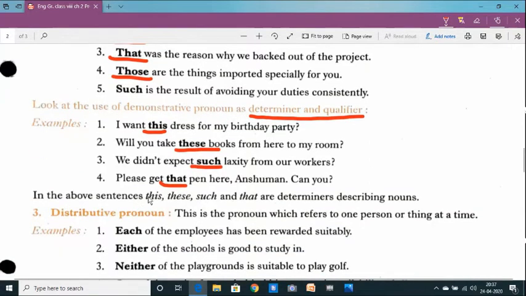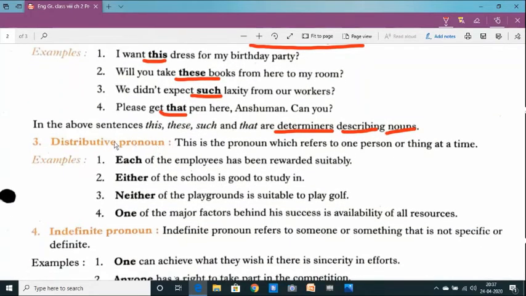In the above sentences, these, such and that are demonstratives describing nouns. So these, such and that are determiners describing nouns. Before reading distributive pronouns, we will discuss what determiners are. Determiner is the indicator for the arrival of a noun. Wherever it has come, it is certain the noun will come. So we will read this chapter broadly in the next classes.